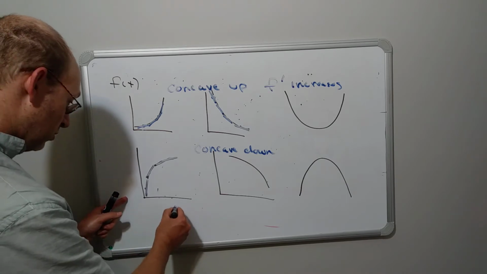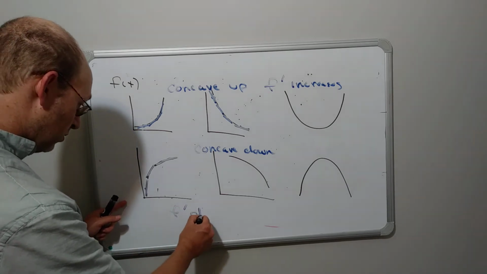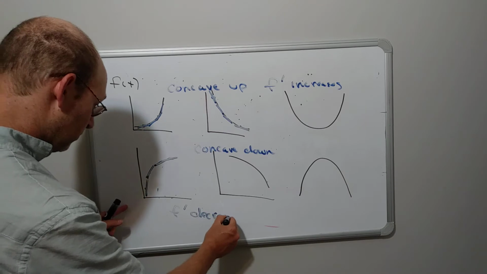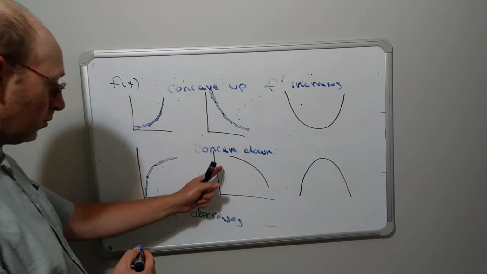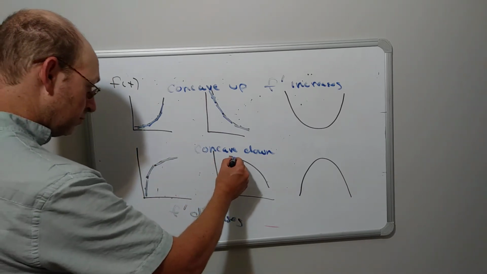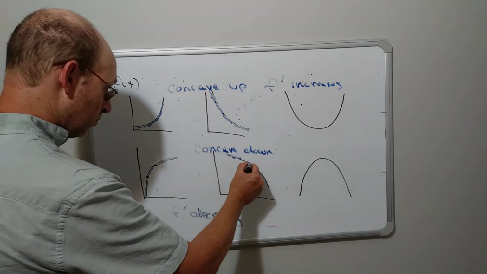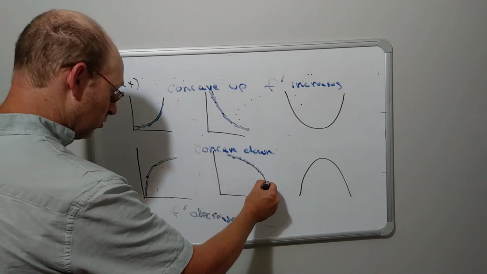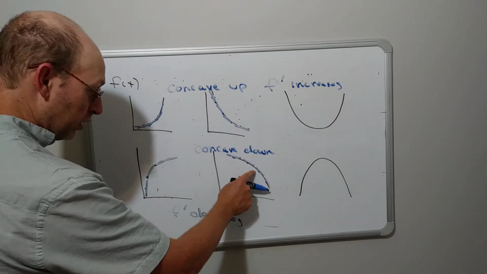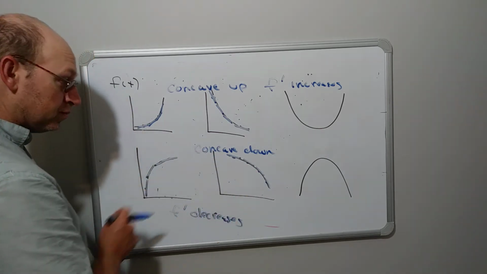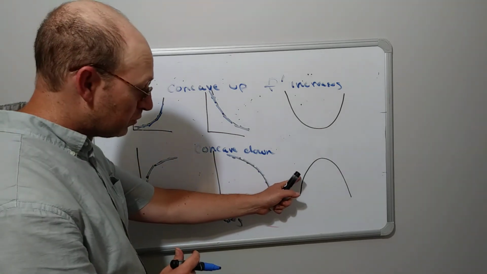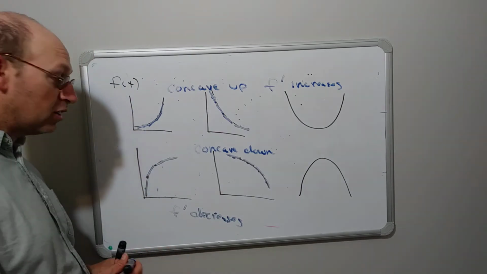So here, f prime decreases. Here, the derivative is becoming more and more negative. That's decreasing. So any part of this graph is considered concave down.